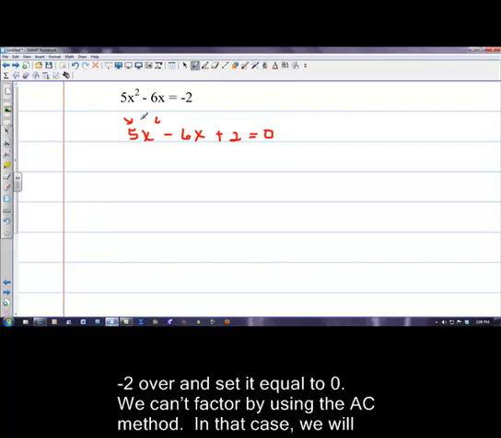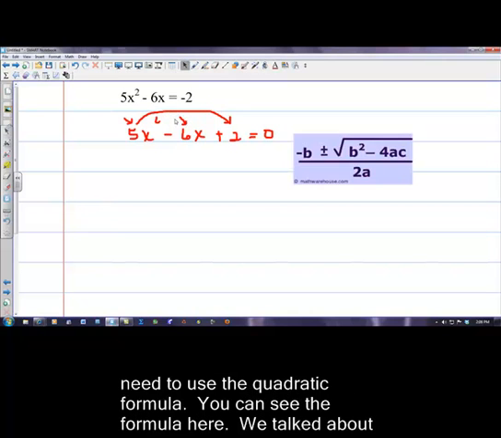Now the most obvious choice to solve this one might be by factoring, and since there's a 5 here, we would probably need to use the AC method. So we would say 5 times 2 is 10 and try to find factors of 10 that give me negative 6. Well, the factors of 10 would be 1 and 10, 2 and 5. There are no factors of 10 that give me negative 6, so I can't factor this one. If it's a problem that can't be factored, then you're going to have to use the quadratic formula.